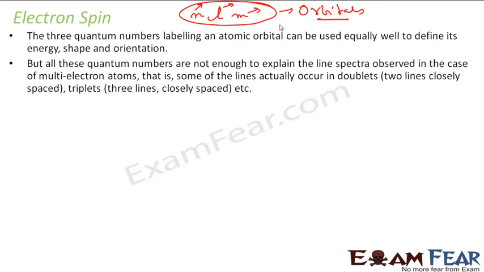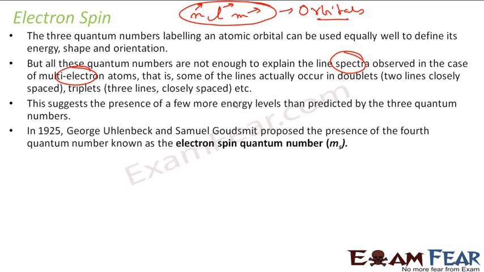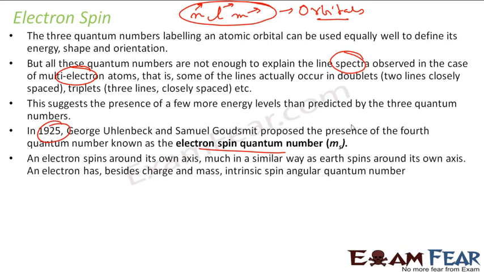the spin quantum number. All these quantum numbers are not enough to explain the line spectra observed in the case of multi-electron atoms. To find the exact electron we need a fourth attribute also. So in 1925, the presence of a fourth quantum number was proposed, called the electron spin quantum number. It can have two values, +1/2 and -1/2. That's all. So you see, the electron spins around its own axis. It can be clockwise or anti-clockwise, and that's what it denotes.